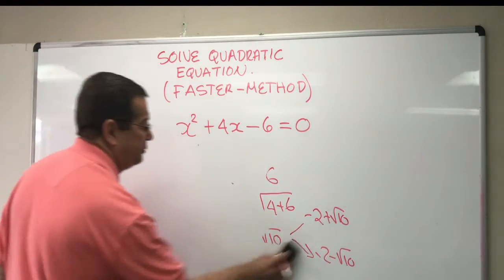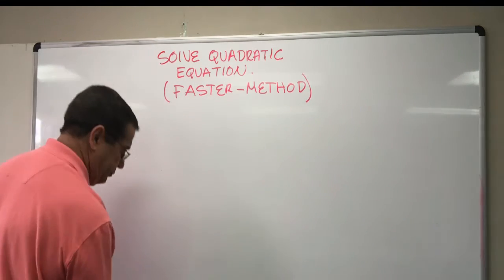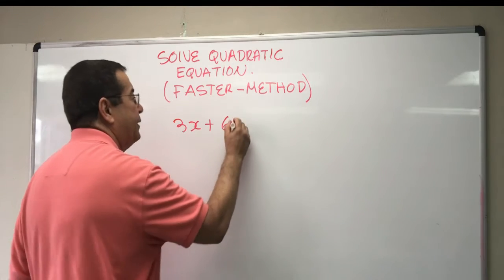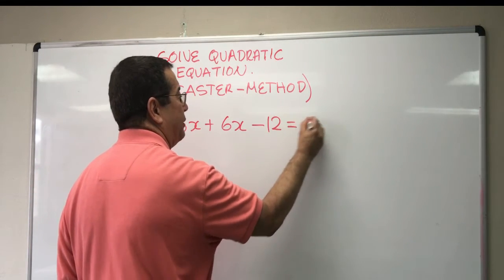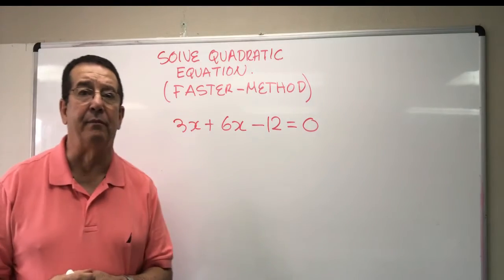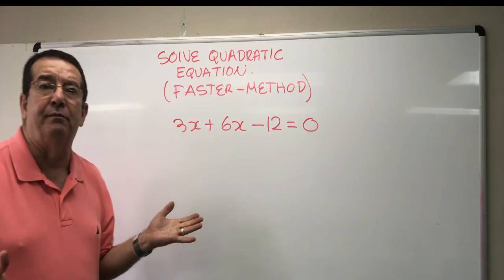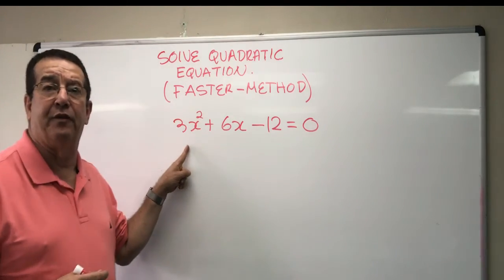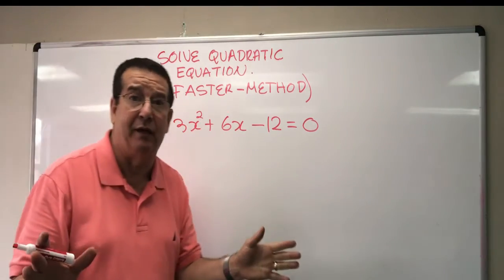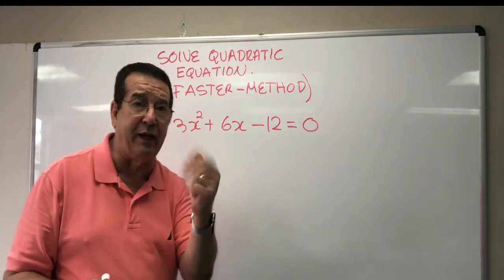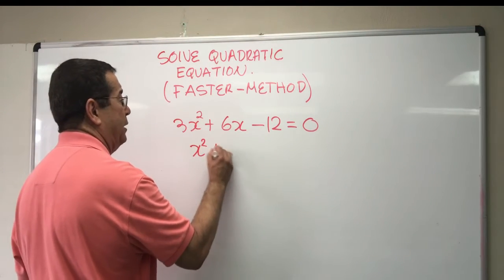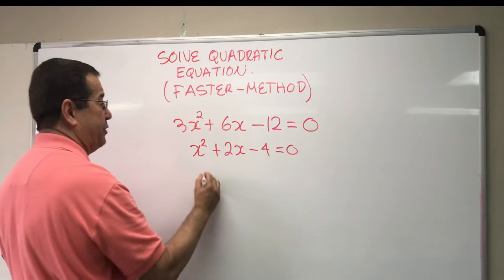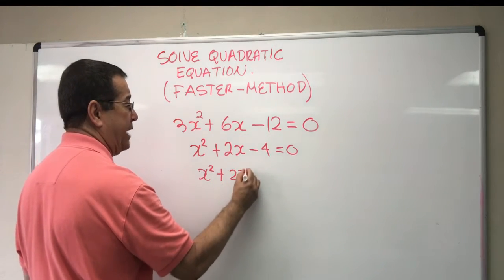Suppose that you have this equation. Another equation: 3x squared plus 6x minus 12 equals 0. Then the first step is to eliminate the 3. Because I need to eliminate the 3 from the coefficient here, I divide everything by 3. I divide the whole equation by 3. When you divide by 3, you have x squared plus 2x minus 4 equals 0. And you move the 4 to the other side: x squared plus 2x is equal to 4.